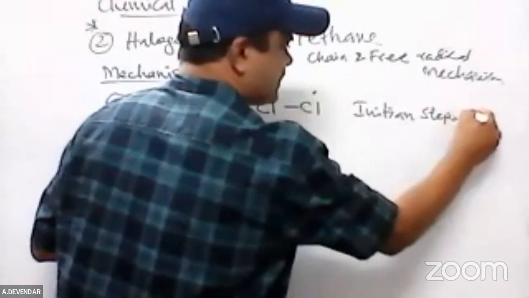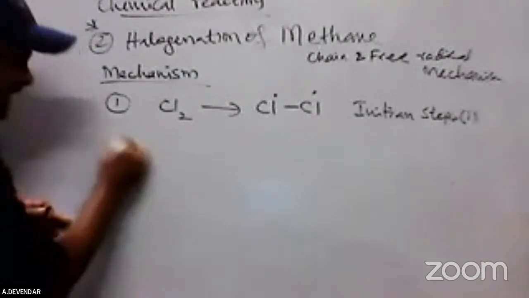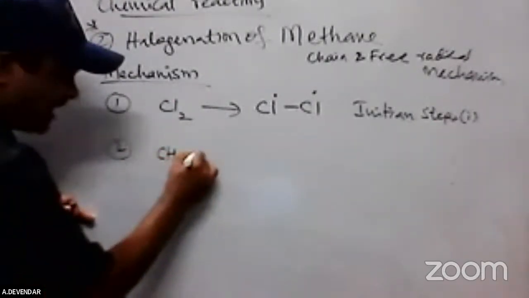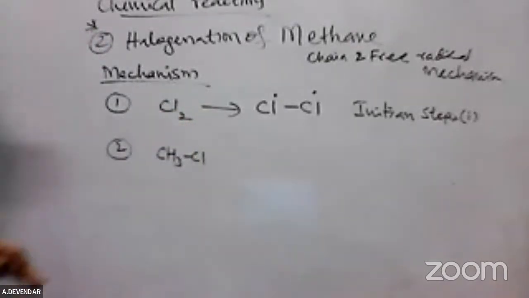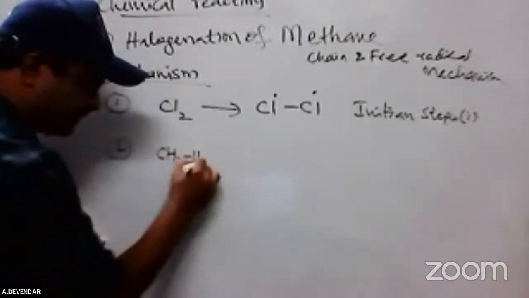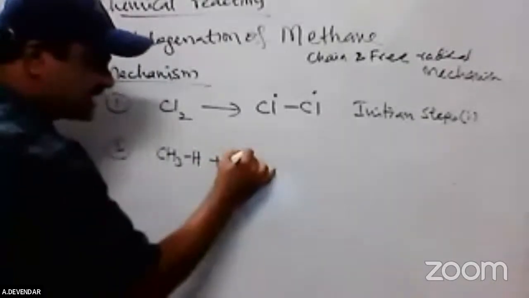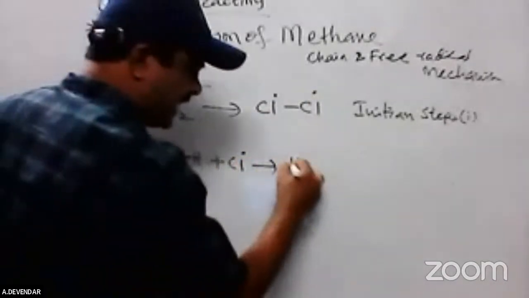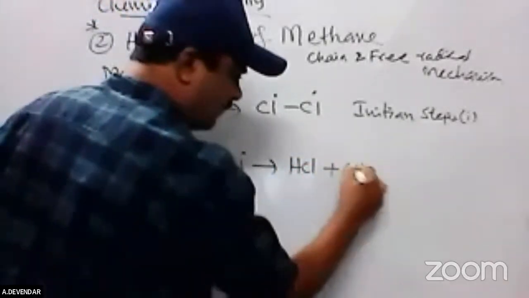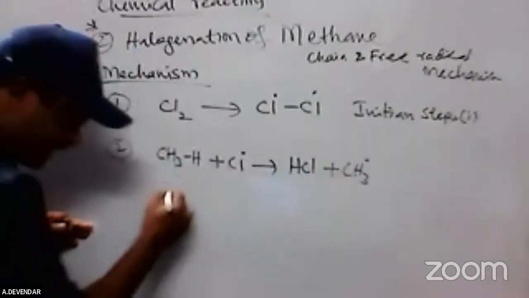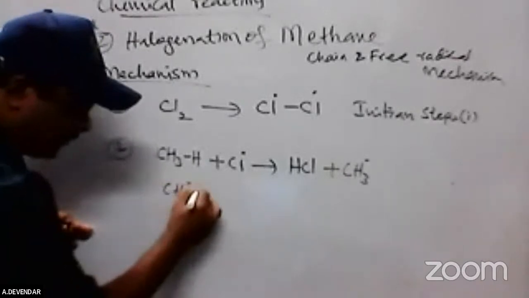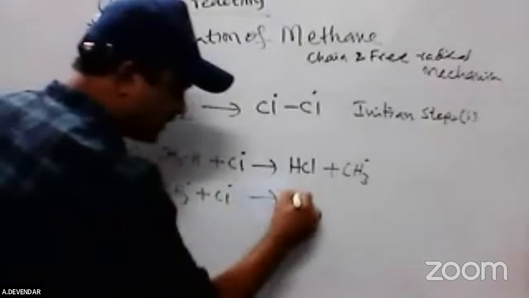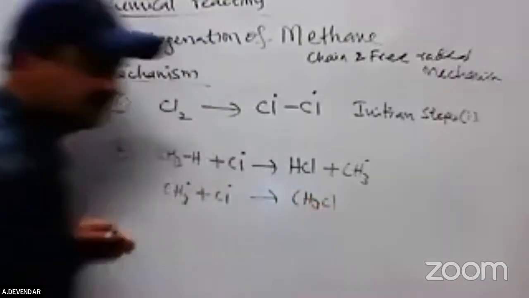First step is called the initiation step in the chemical reaction. Second, in this step you have methyl chloride, or methane; first we will take methane. Methane forms a free radical, giving HCl and a methyl free radical. This methyl free radical is again treated with a chlorine radical, forming methyl chloride.